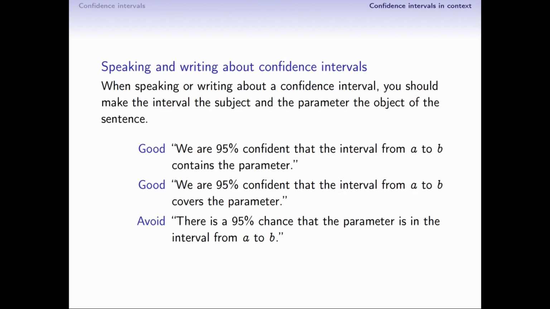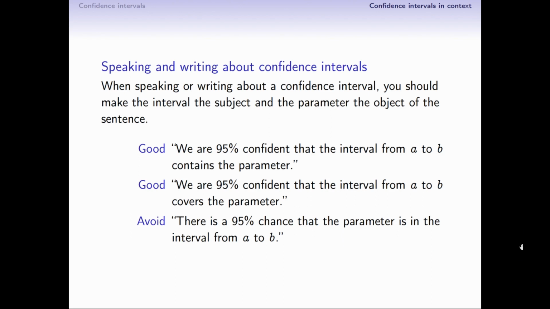Okay, here's a good way to articulate a result. We are 95% confident that the interval from A to B contains the parameter. Here's another good way to articulate your result. We are 95% confident that the interval from A to B covers the parameter. Now here's an articulation that I don't think would cause too much confusion, especially if you know what's going on, but it does, I think, paint the wrong picture. I think it should be avoided as a result.